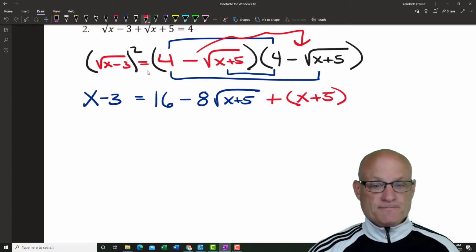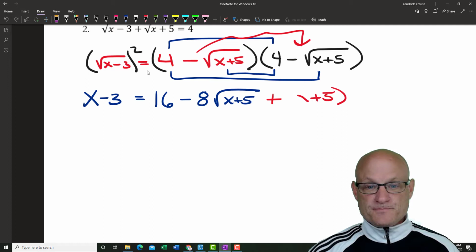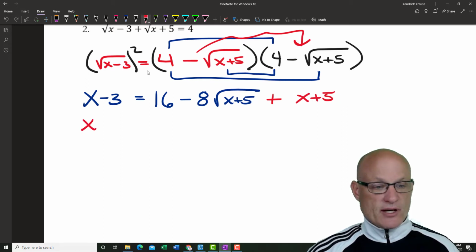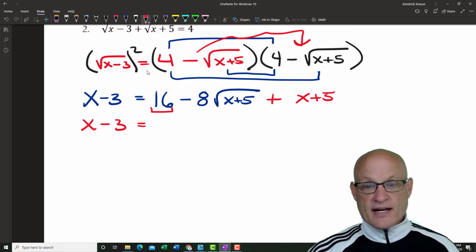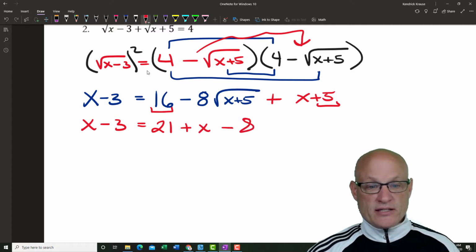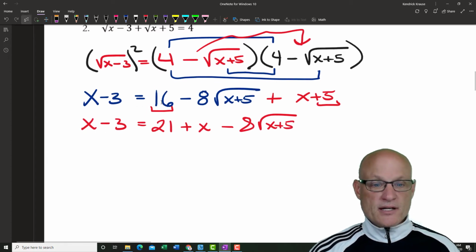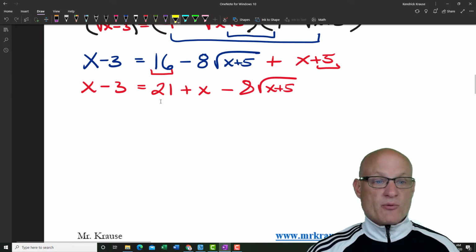All right, let's see what we got. I don't really need these parentheses then. I do need that x. I'm going to clean up the right side. 16. Nope, not 16. We've got 16 and 5. That's 21. So 21 plus x minus 8 square roots of x plus 5. All right. Now we have a new radical that we have to isolate.